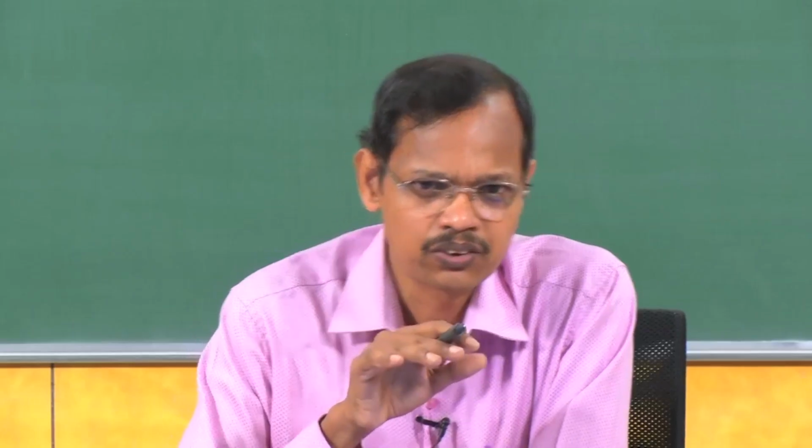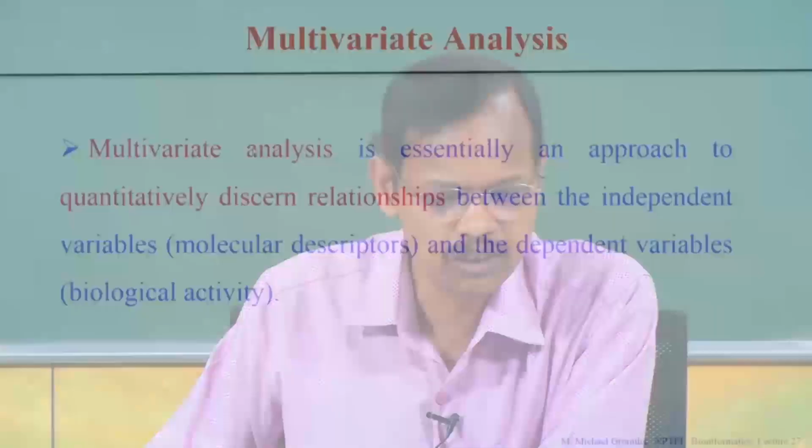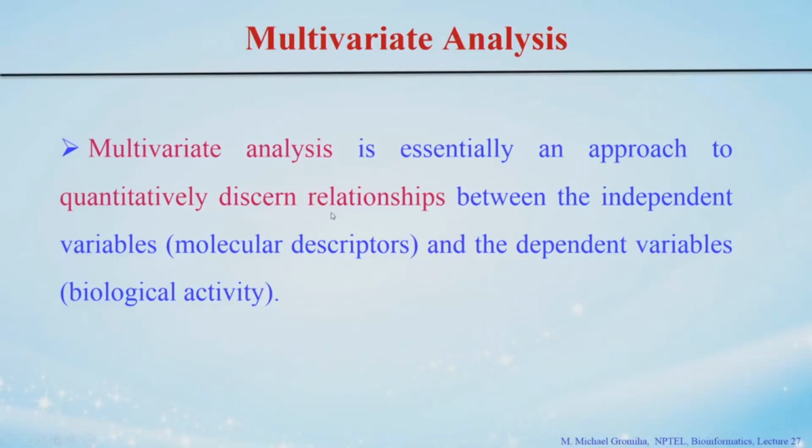So, how to build a model? In this case, mainly we can use multivariate analysis to relate the structures and the molecular descriptors with the biological activity. Here we have the independent variable as molecular descriptors, and the dependent variable is the biological activity, because we need to predict the activity. This is the dependent one.